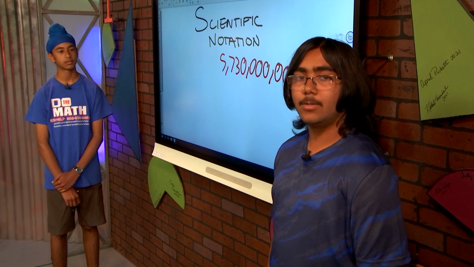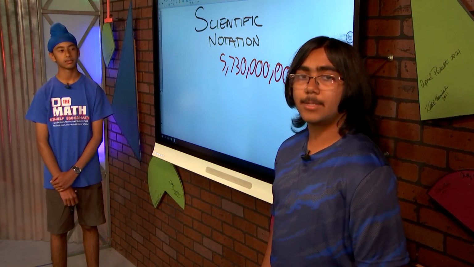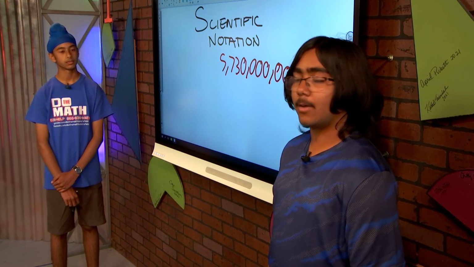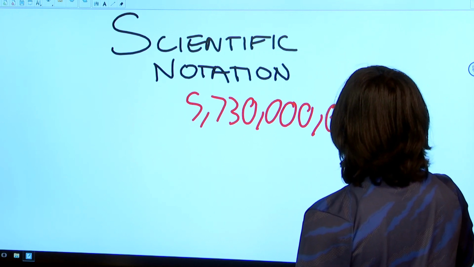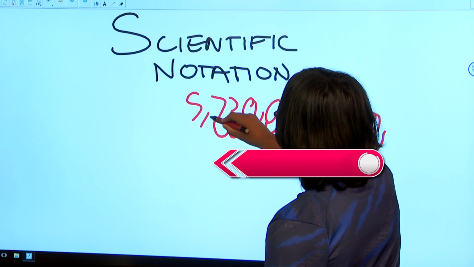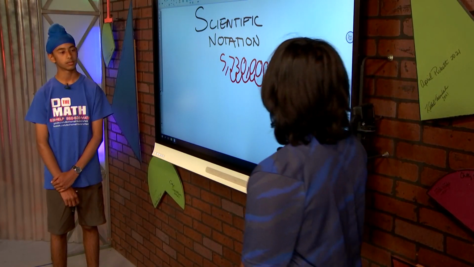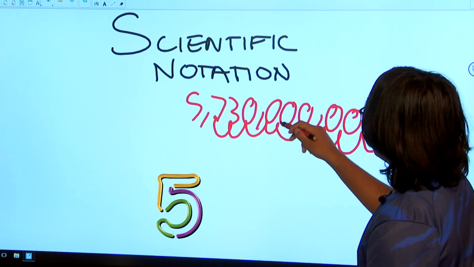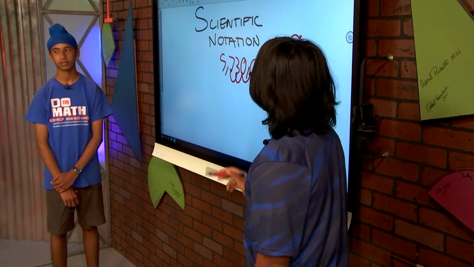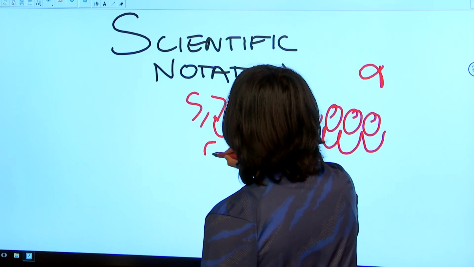So the first thing we need to do to change it into scientific notation is we need to move the decimal to the left until there's only one non-zero number to the left of it. So let's do that right now. And now we also have to count the amount of times we move the decimal, which if we count 1, 2, 3, 4, 5, 6, 7, 8, 9, it's 9. And then the decimal number that we got out from this would be 5.73.